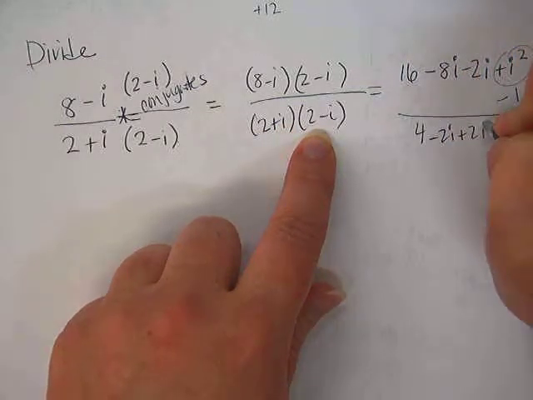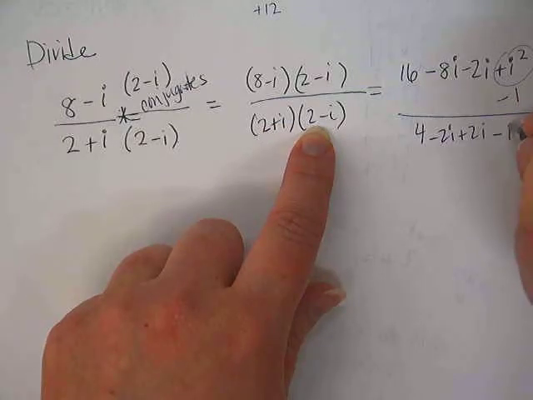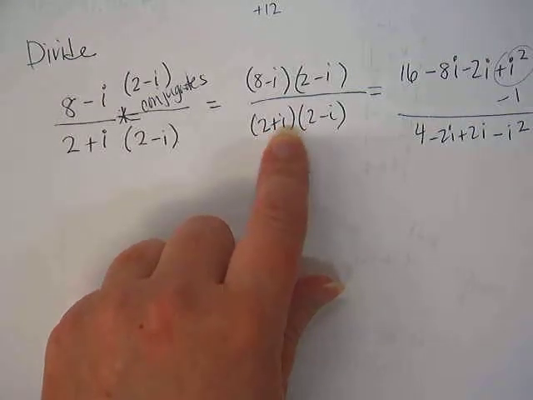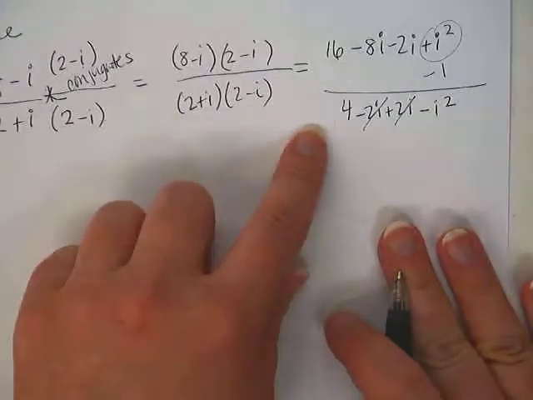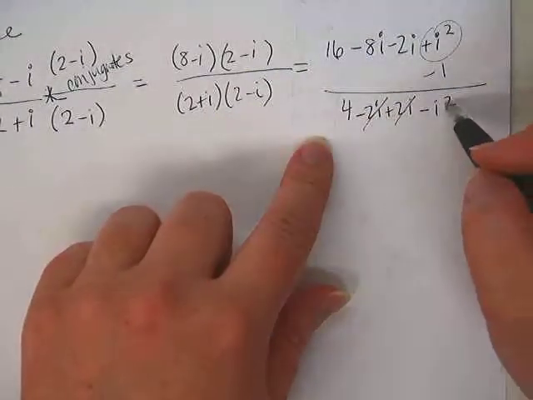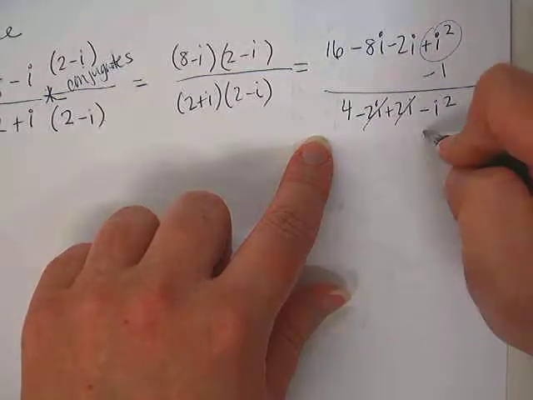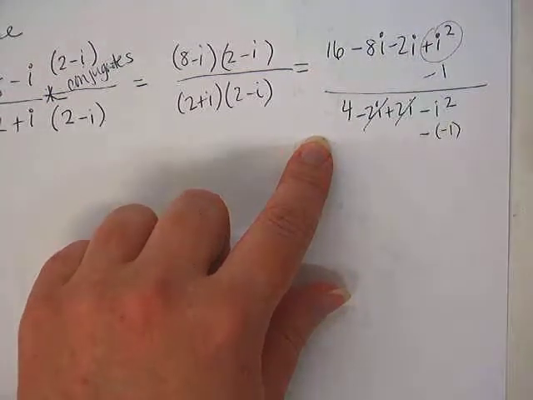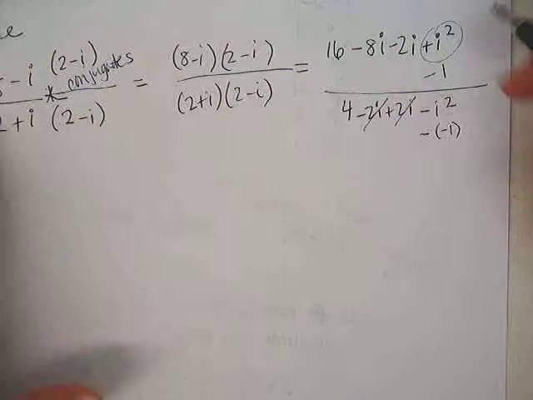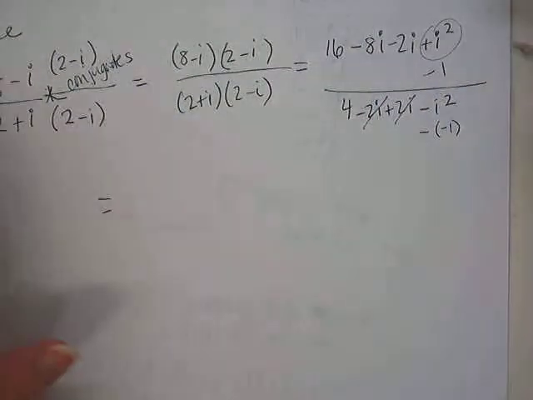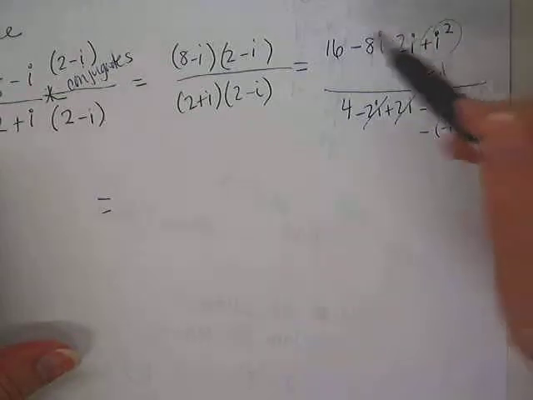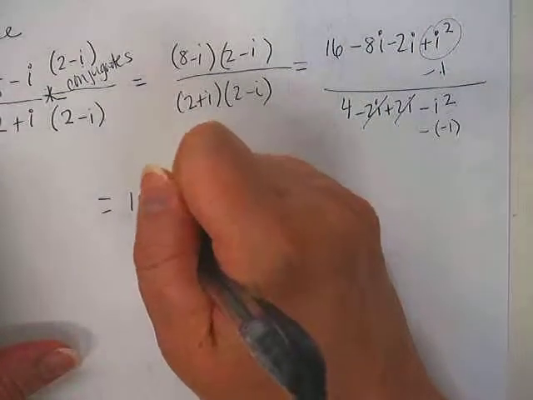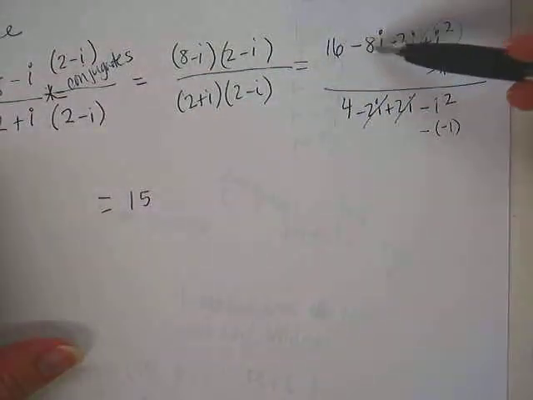Here, I'm just going to rewrite it. Okay, so foiling this out, we would have 2 times 2 is 4, and then we would have 2 times negative i is negative 2i. i times 2 is positive 2i, and then i times negative i is negative i squared. So those two cancel each other out, which was the whole purpose of using a conjugate, because then this turns into a negative 1, and we completely get rid of that imaginary number in the denominator.